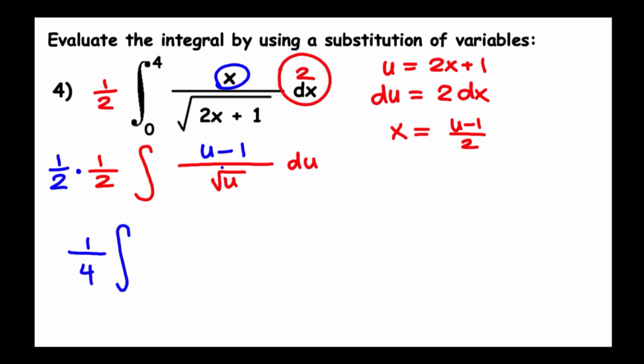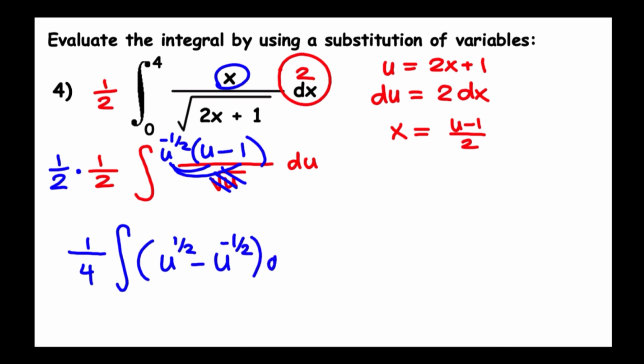And I'm going to rewrite this. Instead of radical u on the bottom, I'm going to call it u to the negative half. I'm going to distribute it through. Again, I have not integrated anything yet, so don't jump the gun here. It's going to be u to the half minus u to the negative half du. All right, let's integrate.